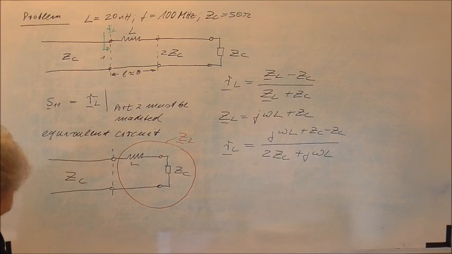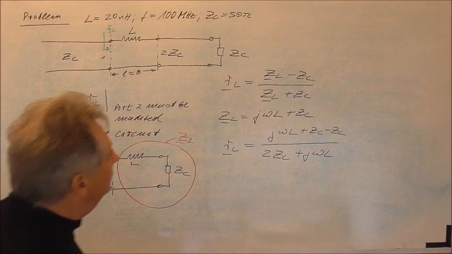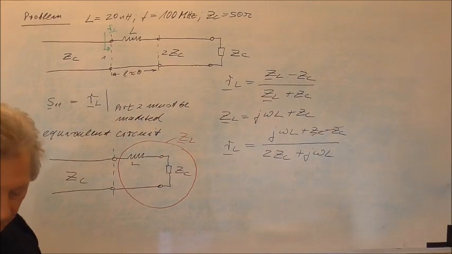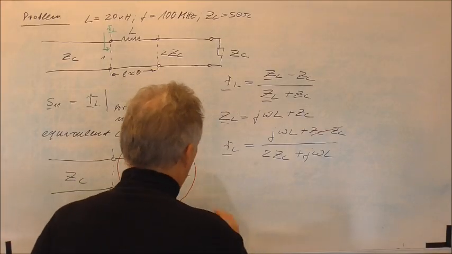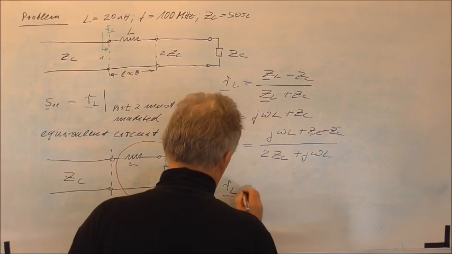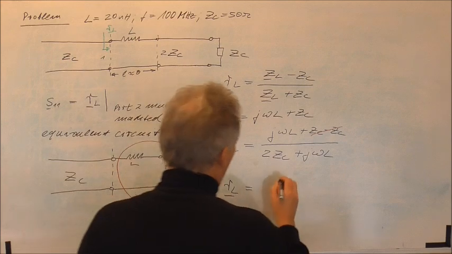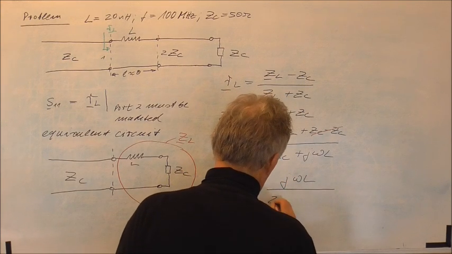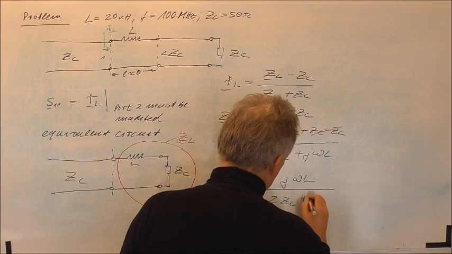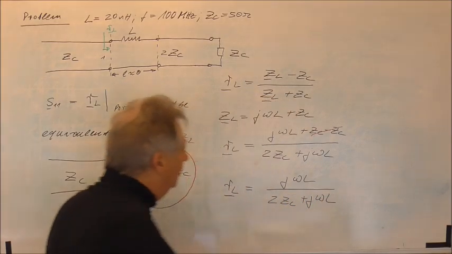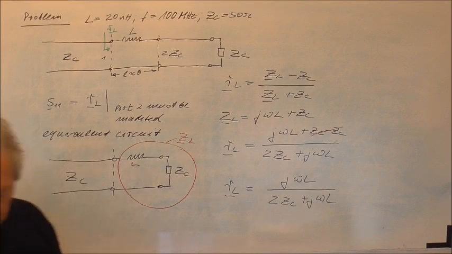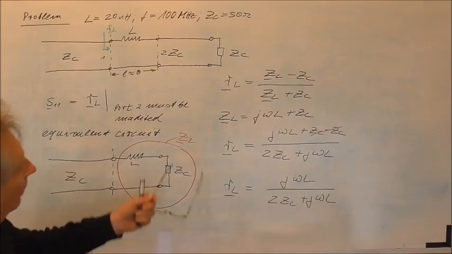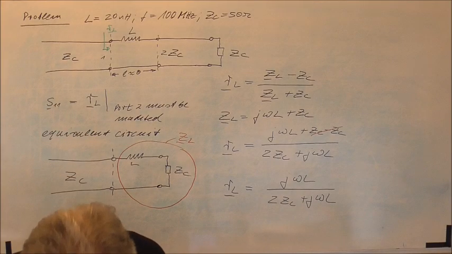So you see here these two will cancel, and the final result for the reflection coefficient will be RL equal to J omega L divided by 2 ZC plus J omega L. So this will be the equation for the reflection coefficient. Could you follow this calculation, or are there some questions?